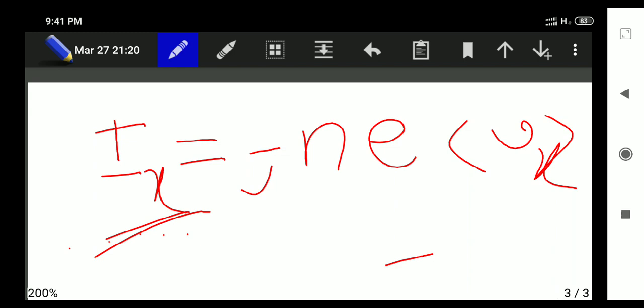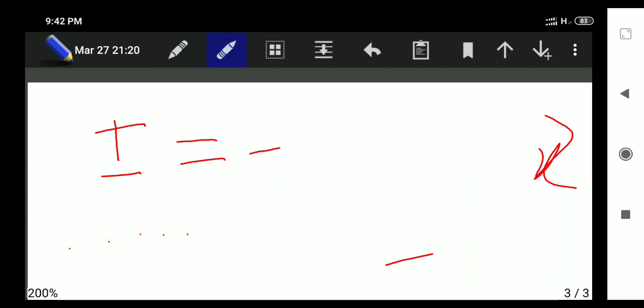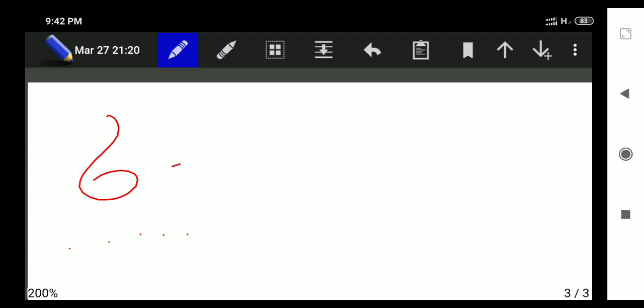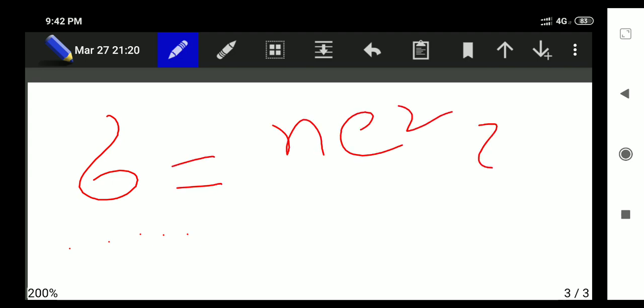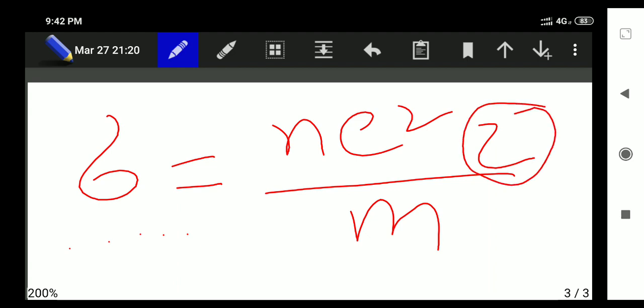Okay, while doing the calculation, we can derive that the conductivity is equal to n e square tau by m, where n is the concentration, e is the charge, and m is the mass. Tau is the important thing here. What is tau? Tau is the relaxation time, the time between two successive collisions. Okay, suppose you have three electrons.